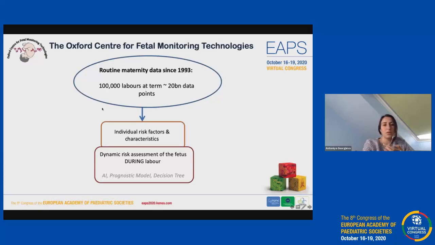The concept is to use this data and individual risk factors for that mother, for that pregnancy, for that labor, and for that baby to come up with dynamic risk assessment for the fetus during labor. And we use every tool in the toolbox to achieve that: AI and deep learning, prognostic models, simple decision trees as well. And I'll give you a flavor.